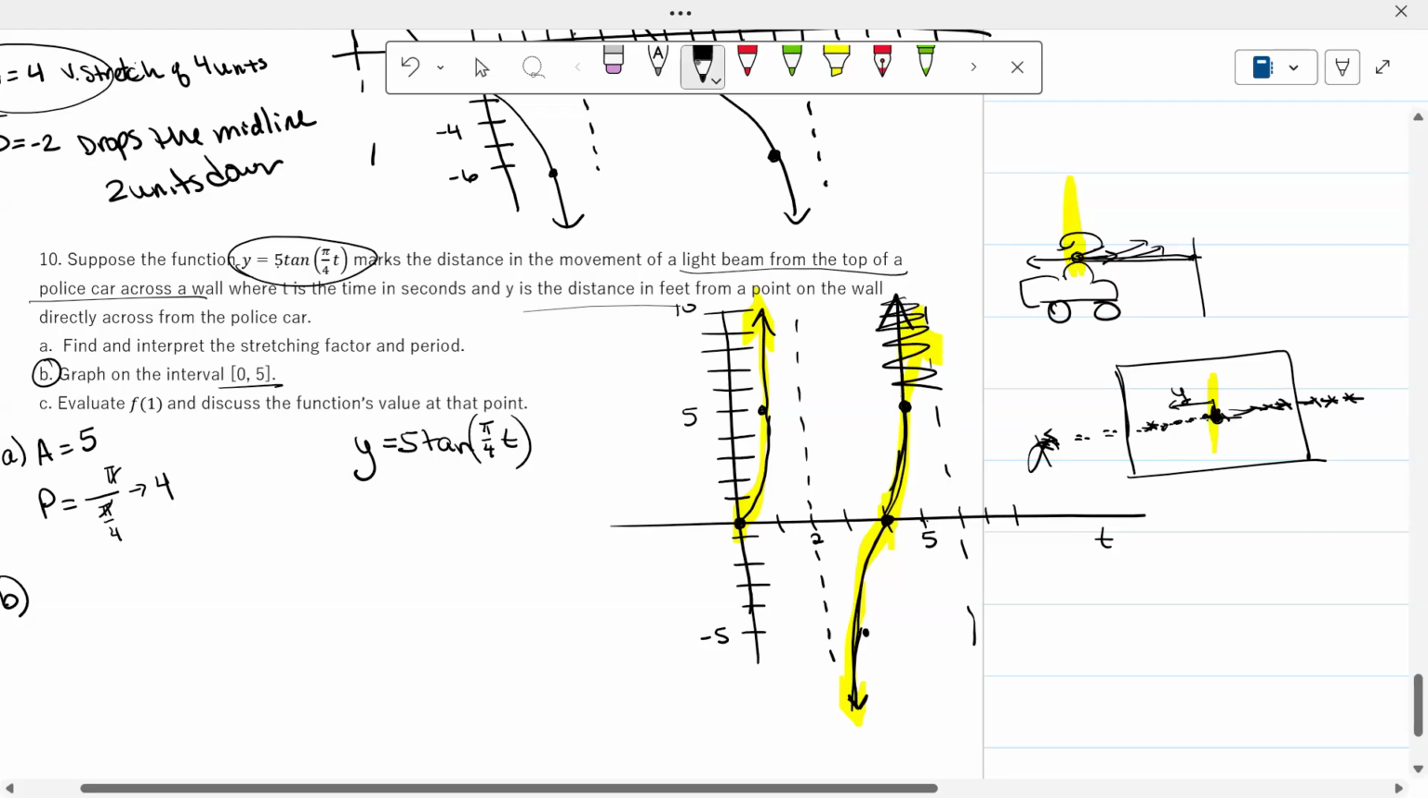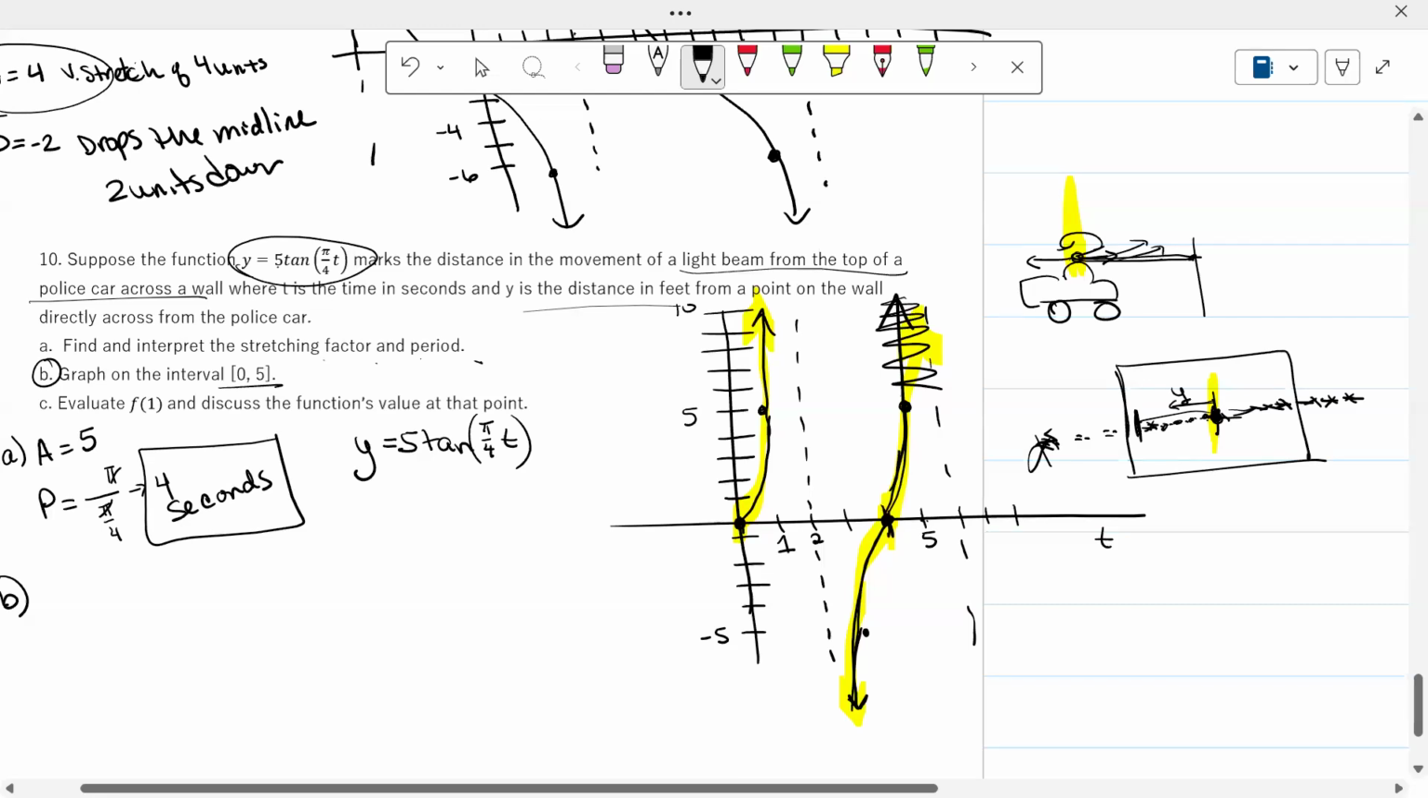Okay. Now, what they're saying, find and interpret the stretch factor and period. Well, the period is 4, and it's how long before it repeats. Well, that's 4 seconds. All right. Now, the stretch factor is 5. So what are they telling us? They're saying, basically, where is the distance 1 second after the light beam hits that center mark? And at 1 second, the light beam is 5 feet from that center mark. So that's what that A helps us find.